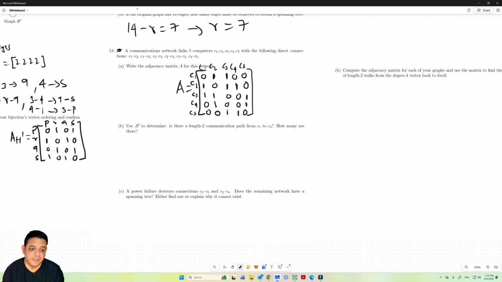Now, we want to use A squared to determine is there any length 2 communication path from C1 to C4, and how many are there? So that's a question for the matrix A squared, right? And because we're going from C1 to C4, we just need the component A14. Do we need to do the entire matrix multiplication? No. If you know your linear algebra, then you can simply set the sum of A1k times Ak4.